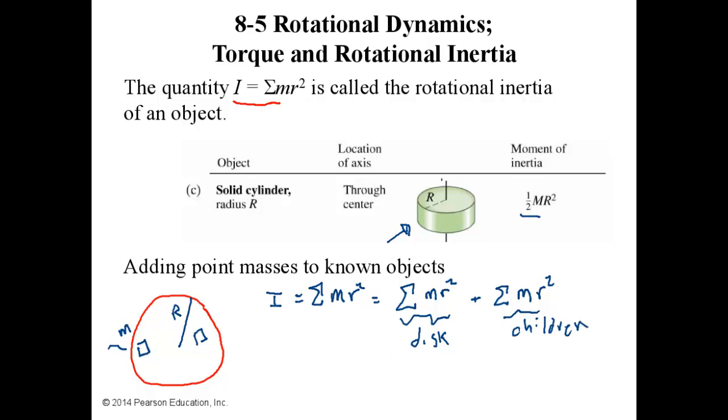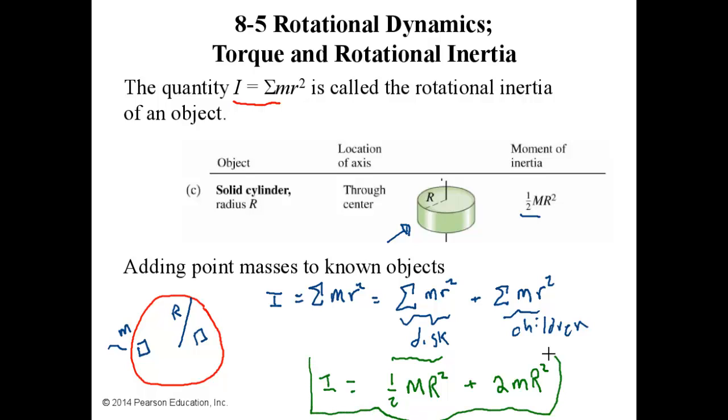I can look this one up in a table. I know that that one is going to be 1/2 big mass multiplied by the radius squared, and I treat my two children as point masses, each with mass little m located at radius big R away from the center. So here I'm going to have two children with mass m and located at radius big R away from the center squared. So now I've calculated my moment of inertia for a body that I knew a little bit about, and I've modified it to meet my needs.